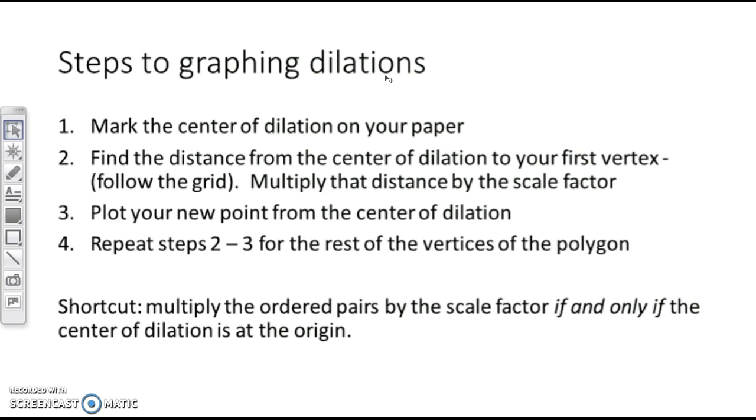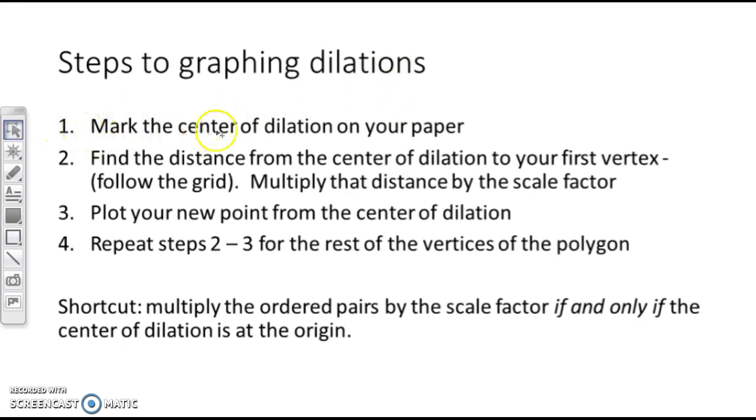Now remember, if you multiply by an absolute value greater than 1, like 2 or -2, you're making it bigger. If you multiply by a scale factor with an absolute value less than 1, like 1/2 or 0.33 or -2/3, anything with an absolute value less than 1, you're making it smaller. So we're going to talk about how to graph them today.